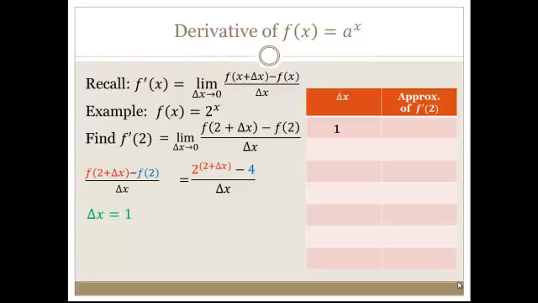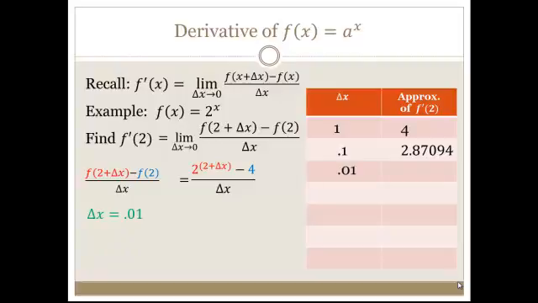Let's start off again with delta x equals 1. Our first approximation of f prime of 2 is 2 to the 2 plus 1 minus 4 over 1, which is 4. So we will add this to our table. Next, we take delta x to be 0.1 and compute our approximation to be 2 to the 2 plus 0.1 minus 4 all over 0.1, which comes to 2.87094. So our next approximation for f prime of 2 is 2.87094.